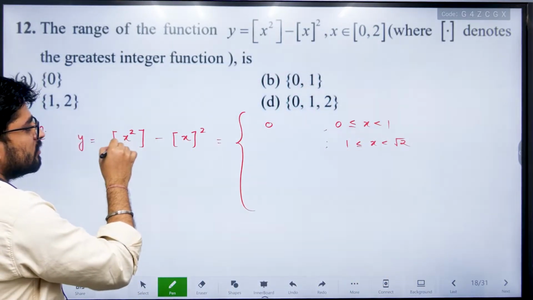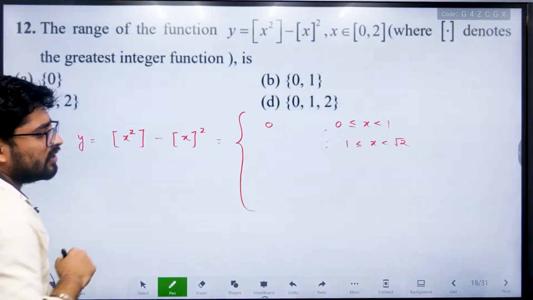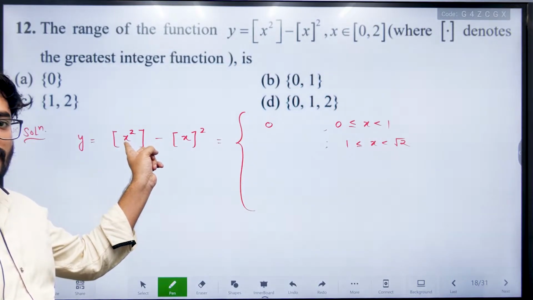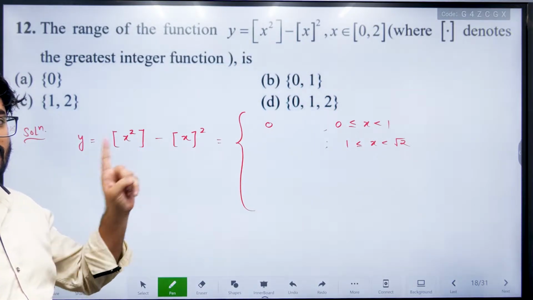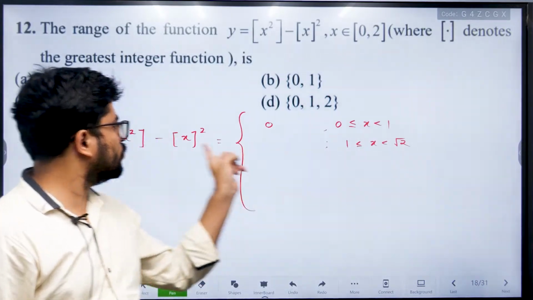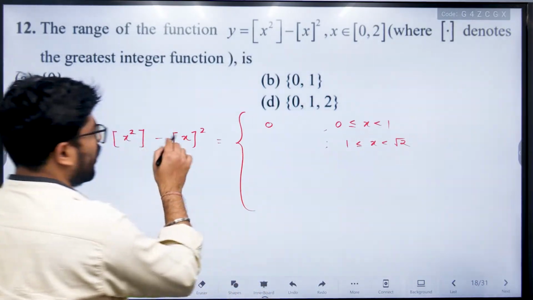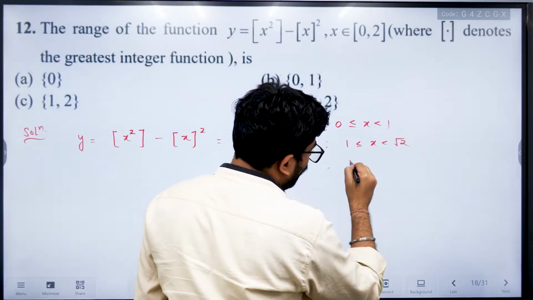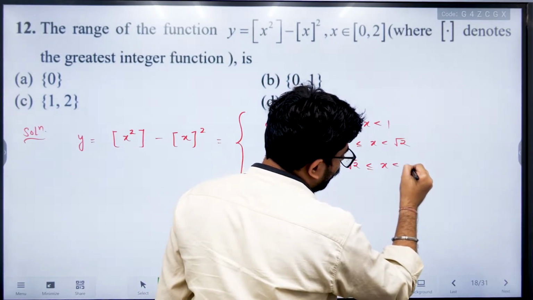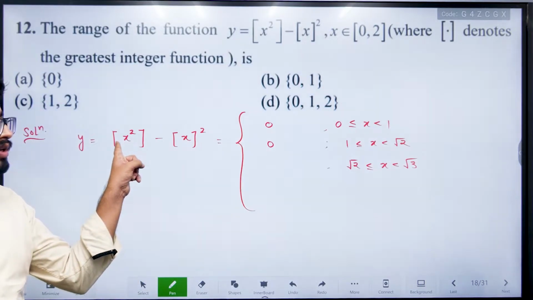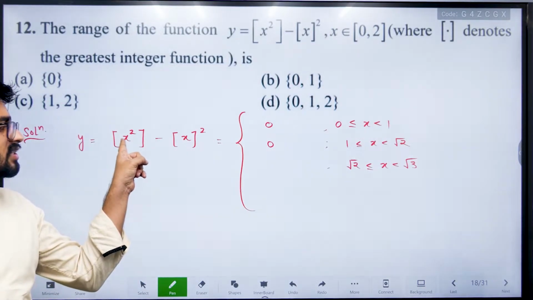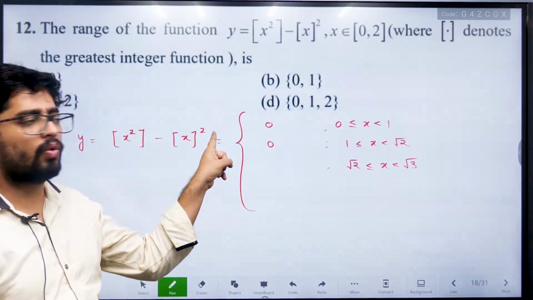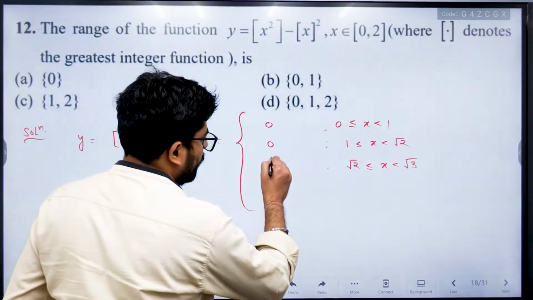Here the greatest integer of x is 1. And for x from 1 to root 2, x square is from 1 to 2, and its greatest integer is 1. And 1 square is 1. So 1 minus 1 is 0. Now, root 2 to root 3: x square lies between 2 to 3, so this is 2 minus, and the greatest integer of x is 1, 1 square is 1. So this is 2 minus 1, that is 1.